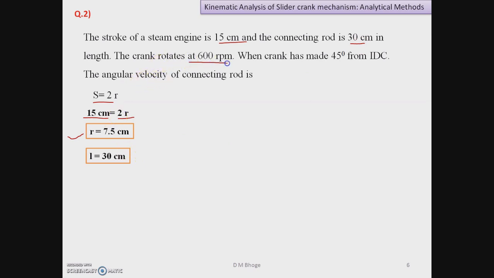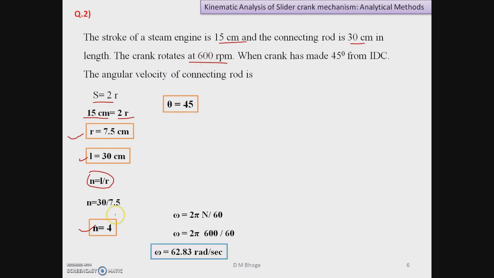The speed of crank is 600 rpm. So first of all, we will find out the obliquity ratio L by R, which equals 30 divided by 7.5. So n is 4. Now the crank rotates at 600 rpm, so we'll convert this speed into radian per second. So omega equals 2 pi N upon 60. So we get omega as 62.83 radian per second.